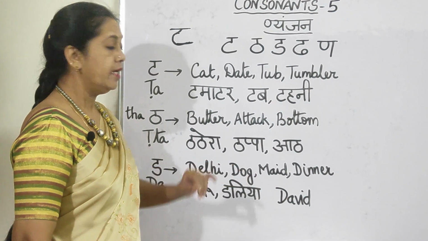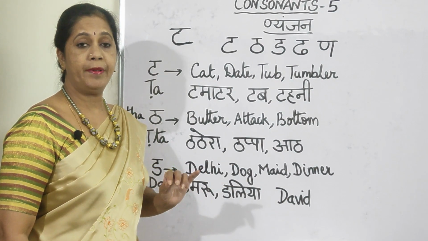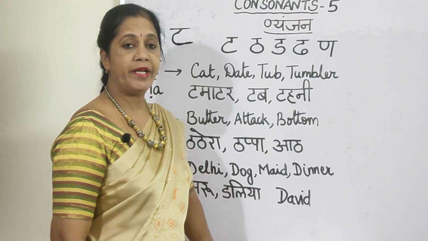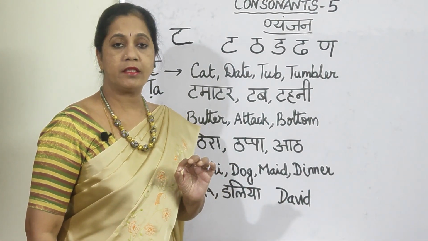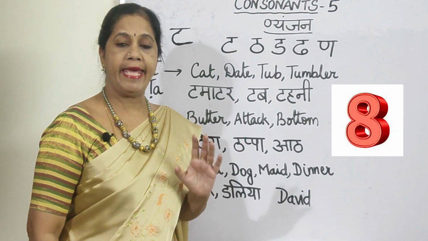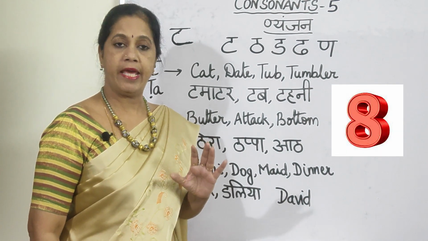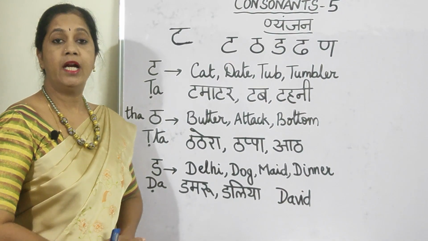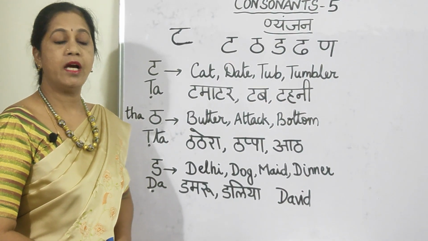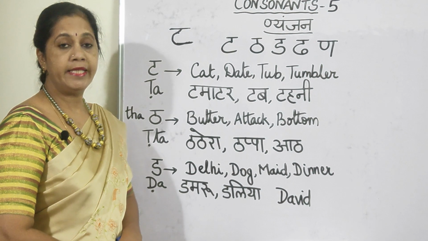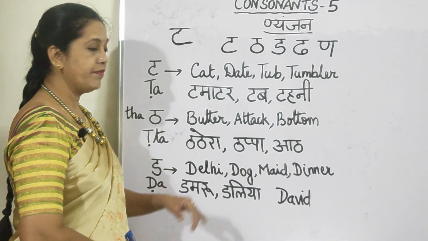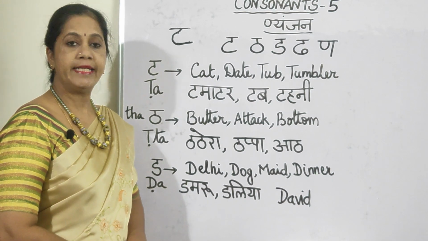The next one, tappa, means stamp. The next one, art, means 8. Okay, the number 8. The next letter, da. Okay, Delhi. In English we say Delhi, but in Hindi we say Dilli. Here I am giving you the English word Delhi.